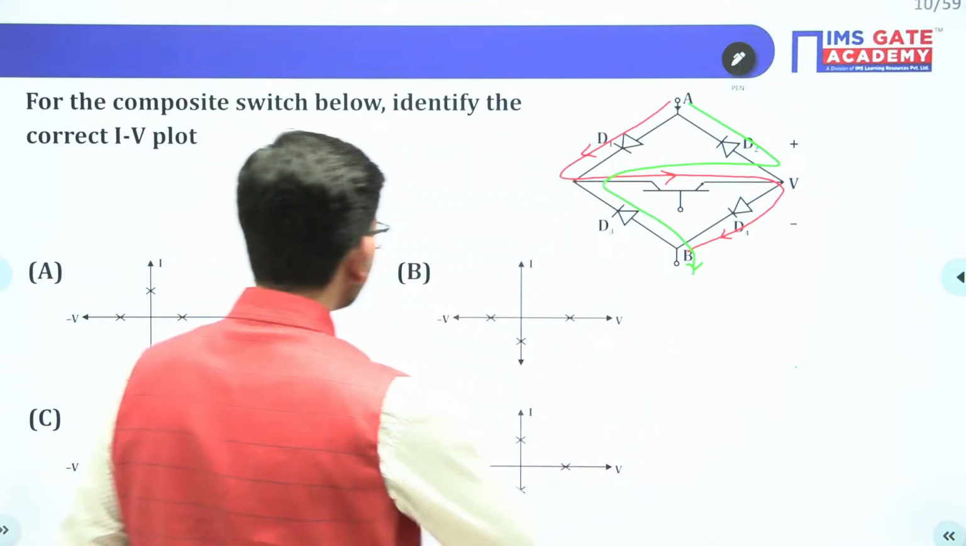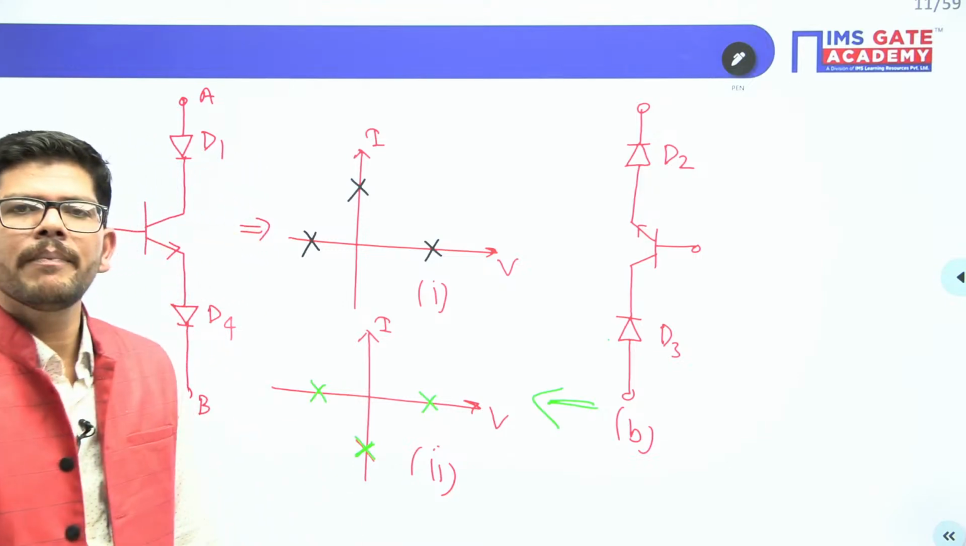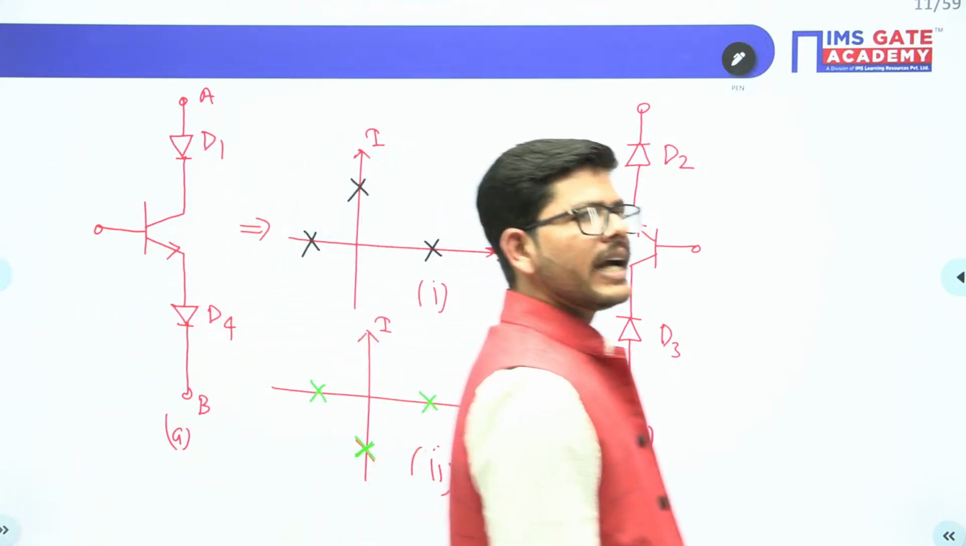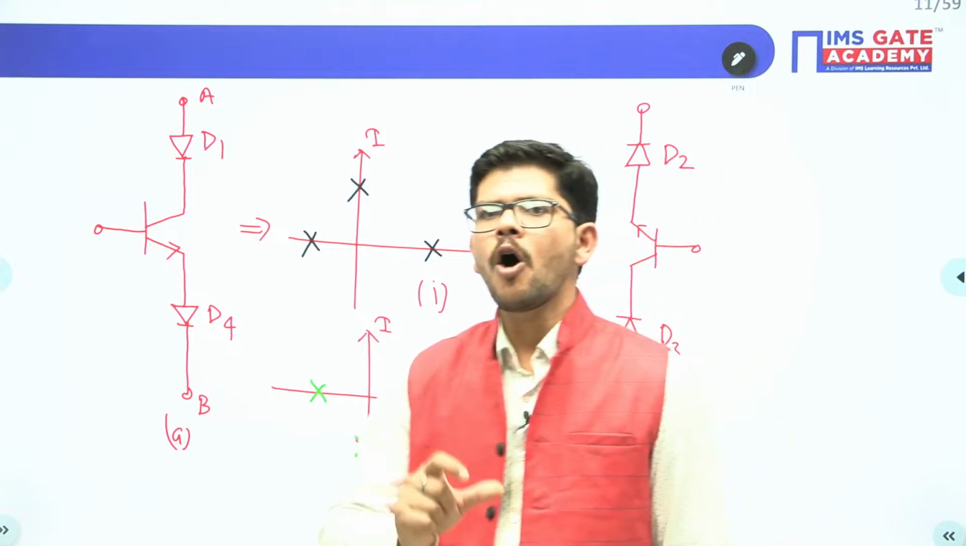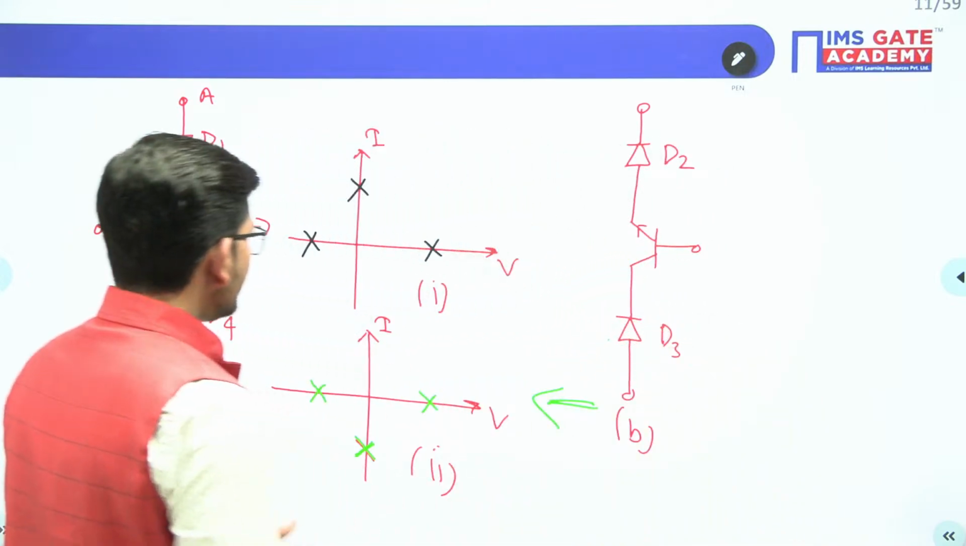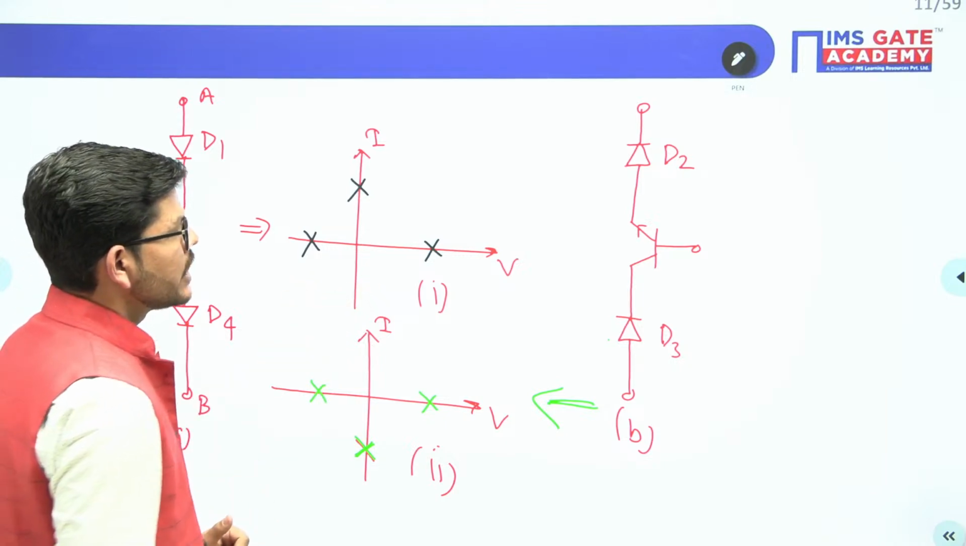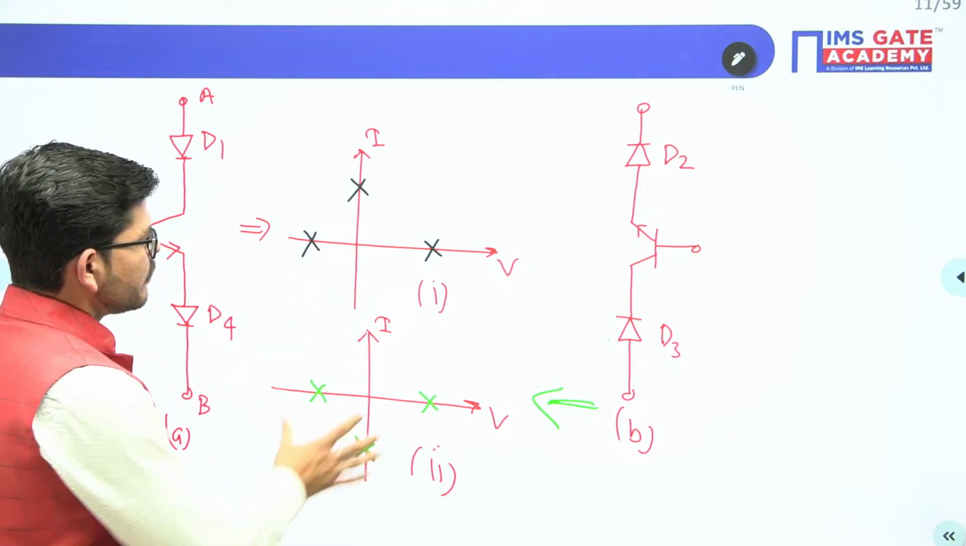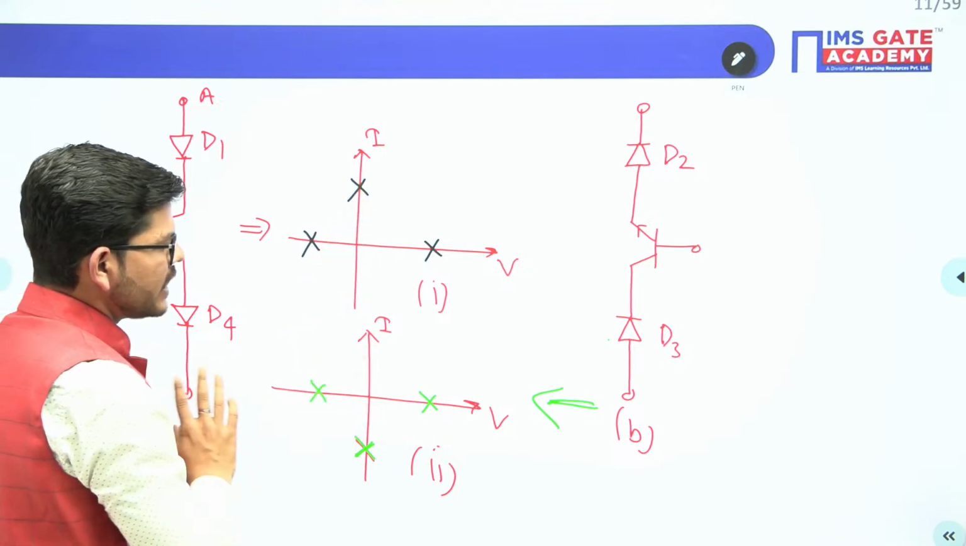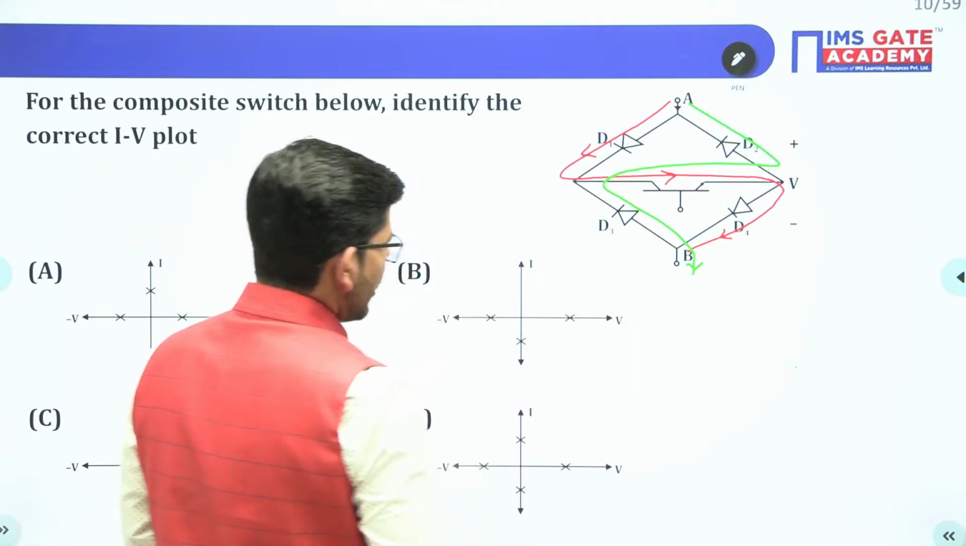So when the things are in parallel, what will happen? You will take both the currents and you will take a common voltage. Okay. So if you are taking both the currents and common voltage, what will be the switch realization? If you take both the voltage and both the currents, guys, it will be a 4-quadrant switch.